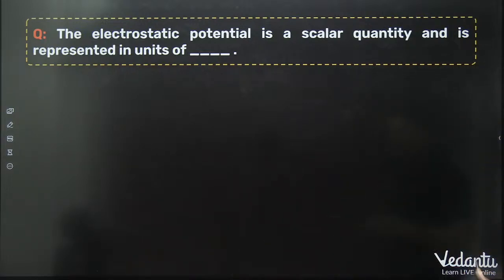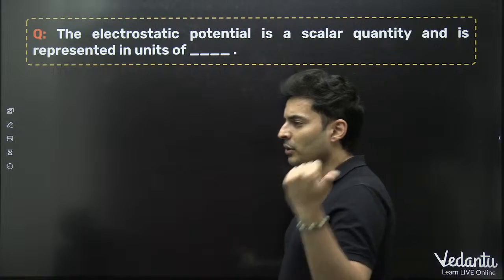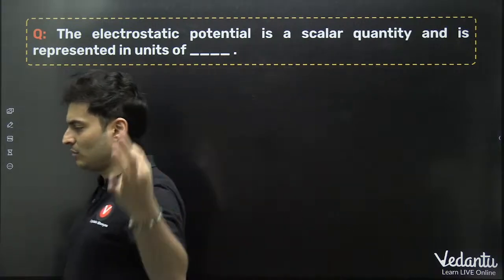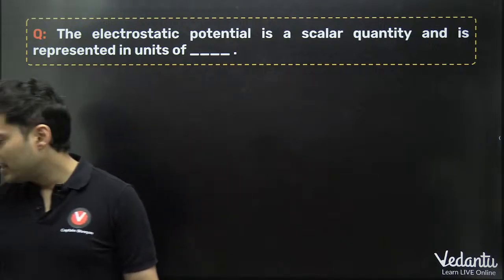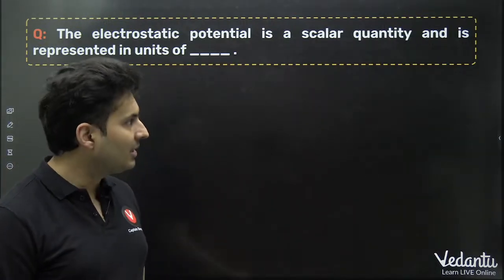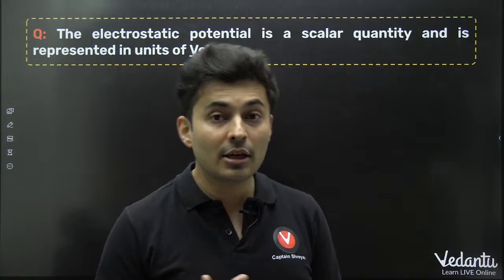Electrostatic potential is a scalar quantity and is represented in the units of this we have done. Potential is nothing but what? Volts.